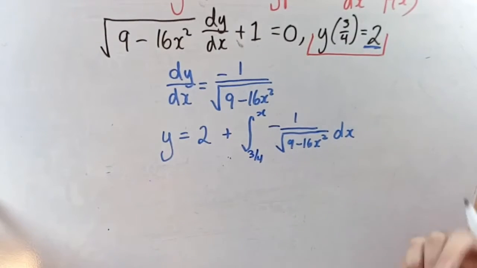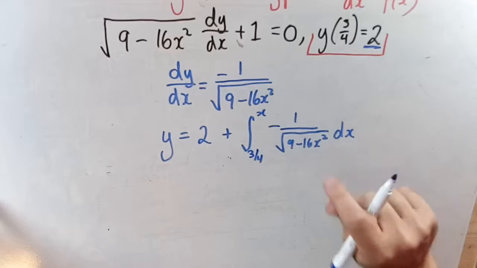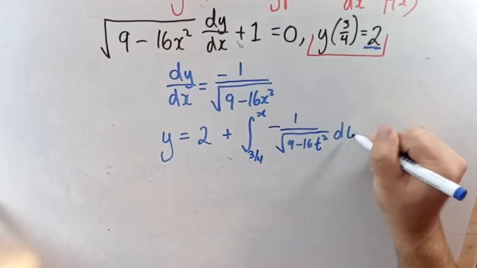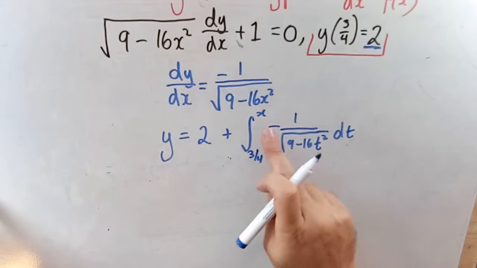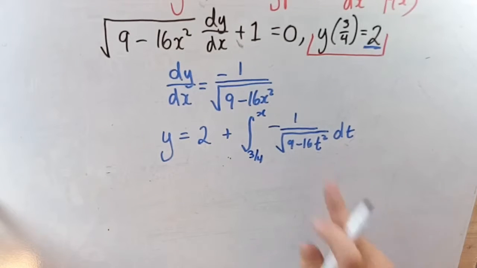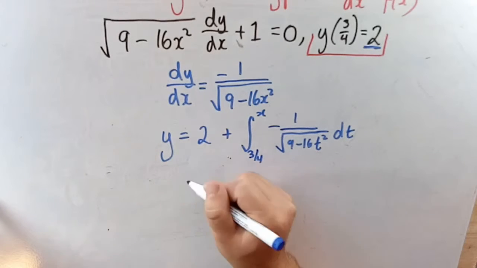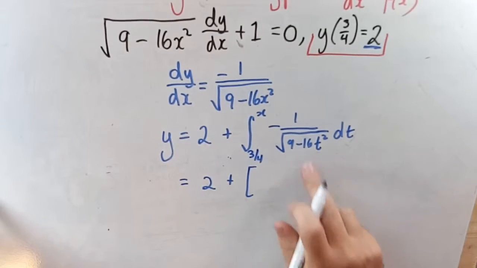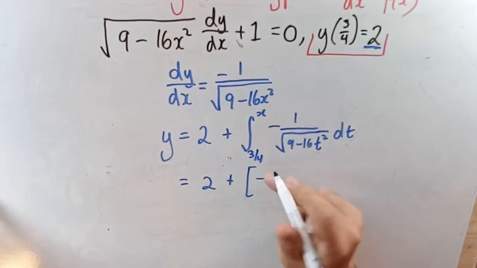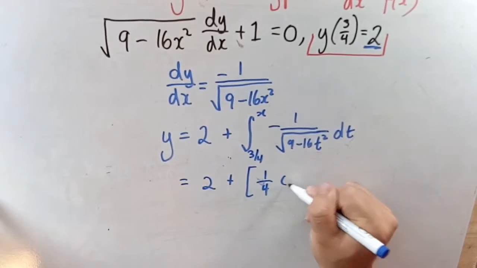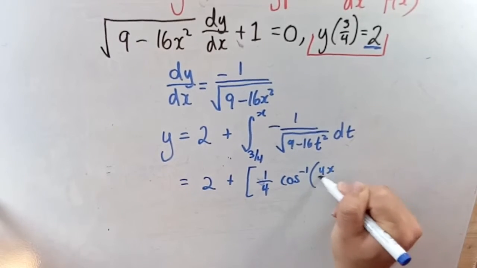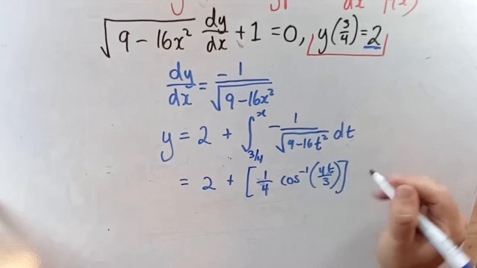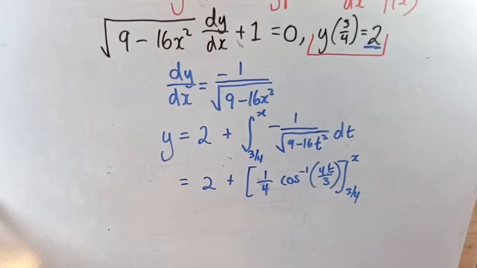Oh, I've made a little mistake. I've got x in too many places here, so I'm going to change this to a dummy variable, t, so we can put in x as our upper limit here and replace t with x after. So now we've got 2 plus, now we're going to do this integral. We already know it's positive 1/4 of inverse cos of 4/3 of t, evaluated from 3/4.